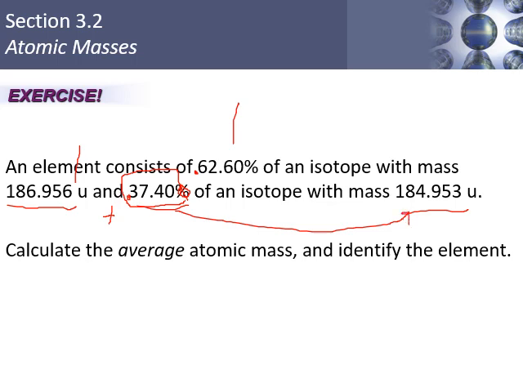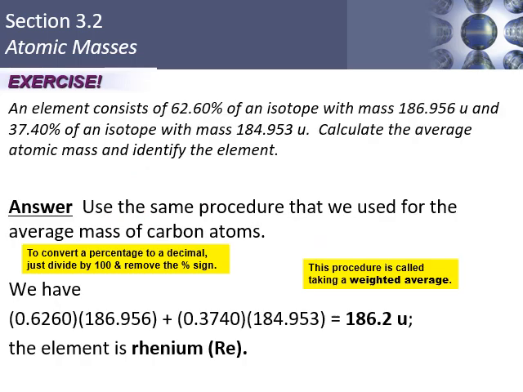So let me say it again. So 0.626 times 186.956 plus 0.374 times 184.953. Again, this is the Greek letter mu. It looks like they just used a U here, which is close enough, I guess. All right, let's go to the next slide. Okay, I couldn't get it to go forward.